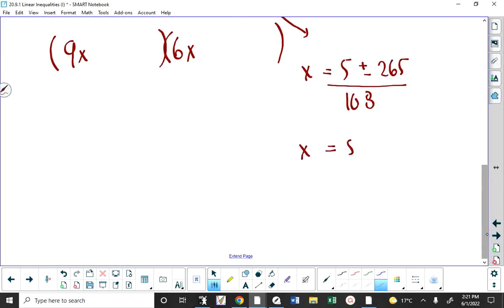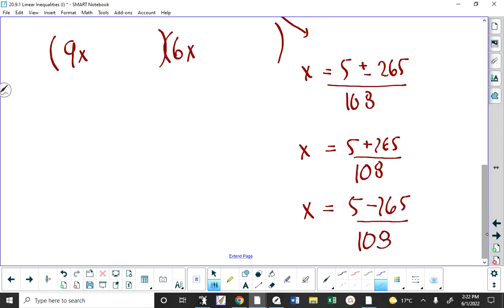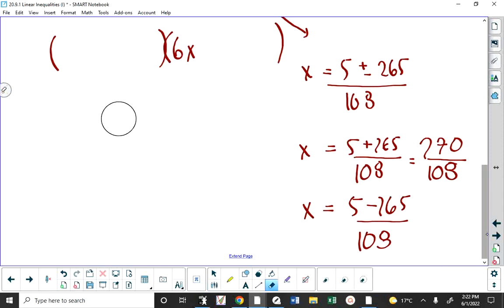X equals 5 plus 265 over 108. x equals 5 minus 265 all over 108. This is 270 over 108, which is 90 over 36, which is 10 over 4, which is 5 over 2.